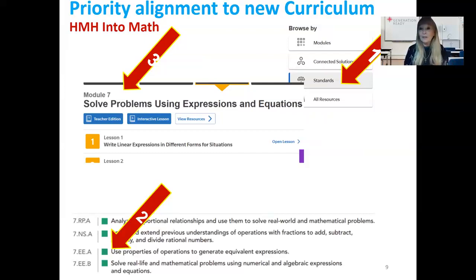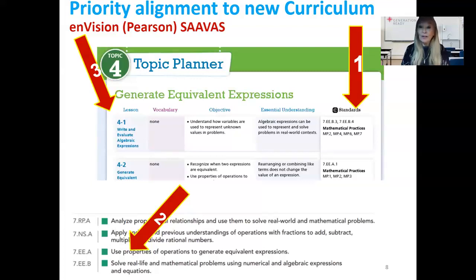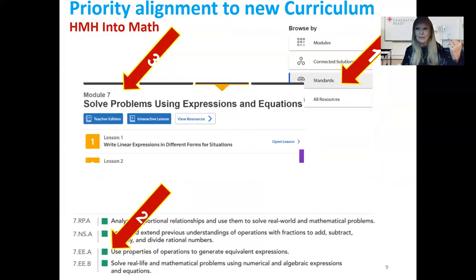All right, so 1, I look at the standards. Some people may browse by module. I think that takes too long, especially if you don't know the curriculum very well. So go with the standards, click it. It tells you all the places that those standards pop up. And then I did the same one. So of course it's priority. And then it's in module 7. You go, how can that be? Was in topic 4. Now it's in module 7.